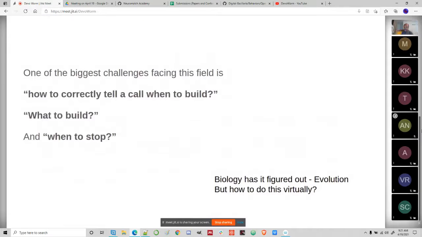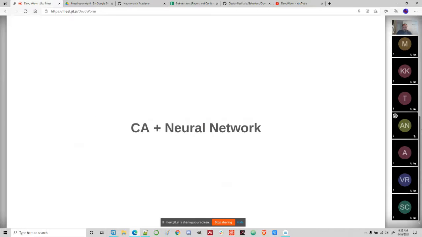But the biggest question, the challenge we are facing in the field, is how to correctly tell when to build or what to build, like starting from nothing and going to a dog. I mean, it sounds weird. So how does the model know when to stop? Those are the questions. Biology has all these questions figured out quite well. With evolution, a salamander on its own knows that if it is cut into two halves, it has to develop two legs and not 10. Otherwise it would be weird. But how do we make our computers know about this virtually? For that we have cellular automata with neural networks, as the name suggests.